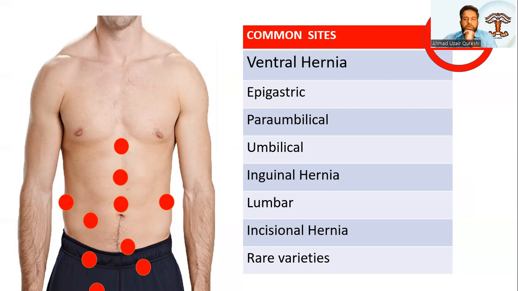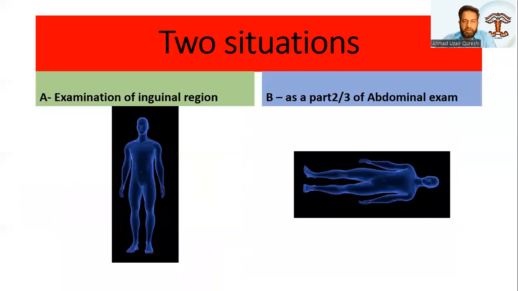So what you can do is broadly describe them as ventral hernias, which would be epigastric hernia, paraumbilical hernia, a true umbilical hernia, then inguinal region hernias, including femoral hernias, maybe an internal obturator hernia, a lumbar hernia, and then lots and lots of incisional hernias, and then the varieties. And we are going to examine all of these while we are inspecting the abdomen.